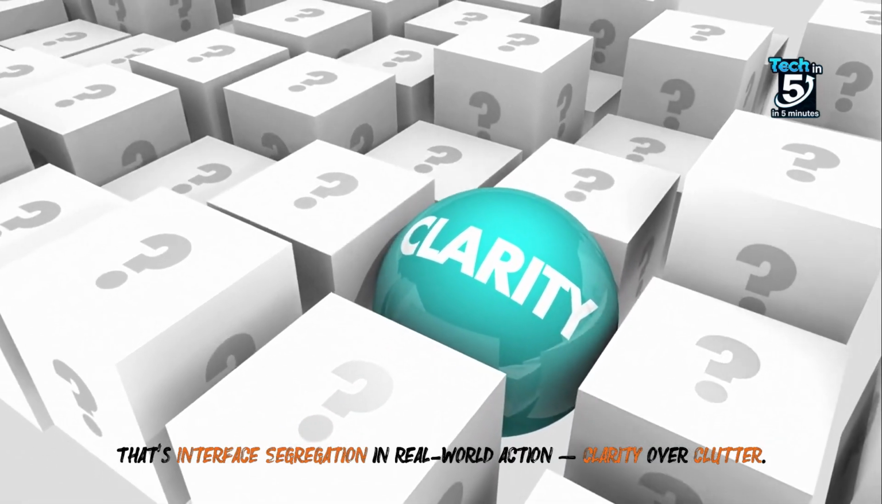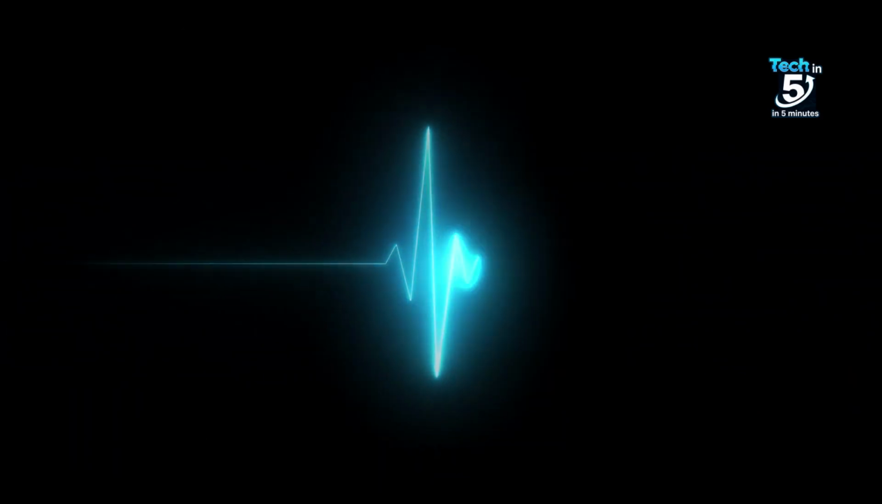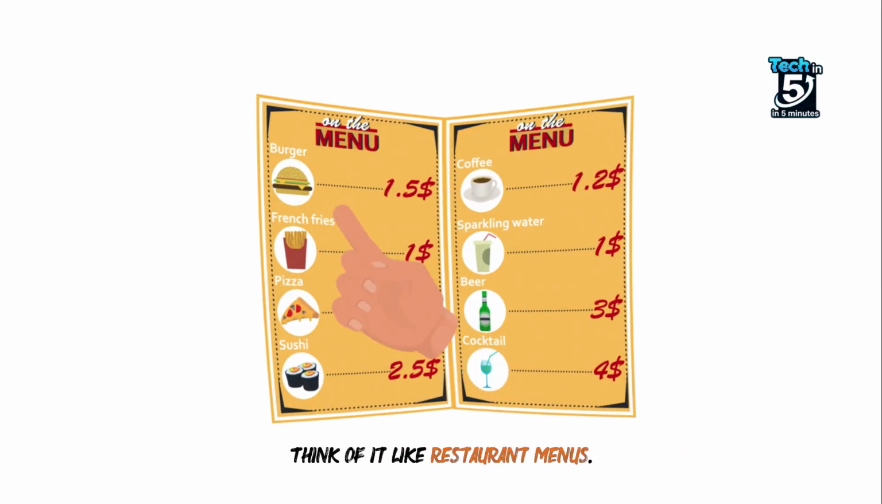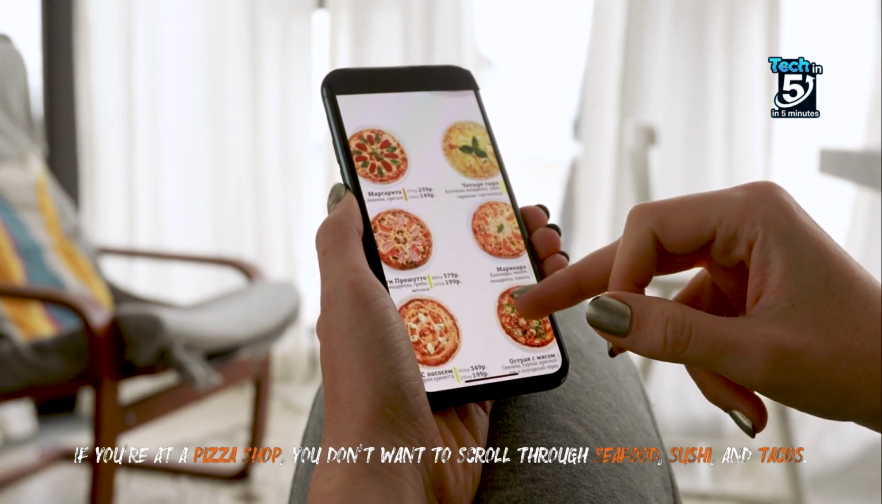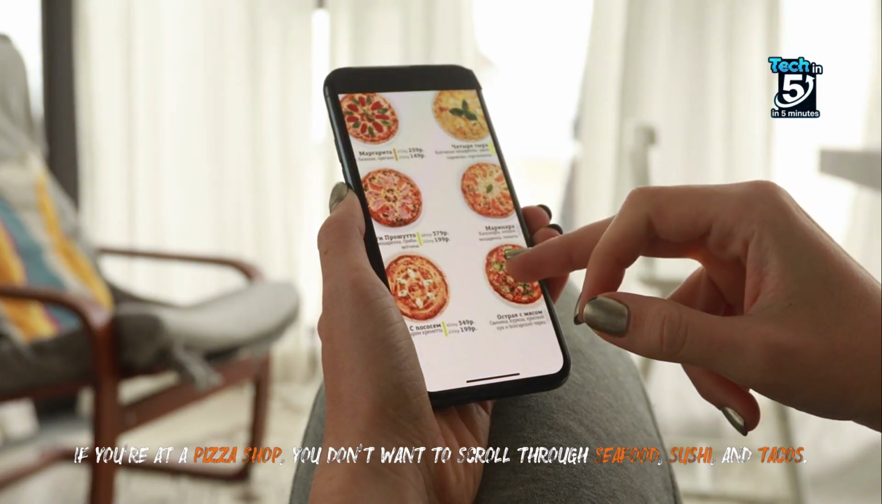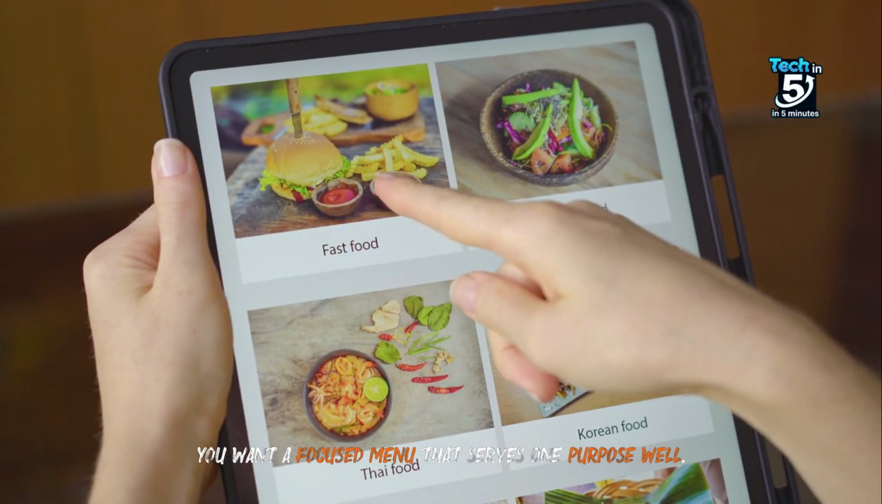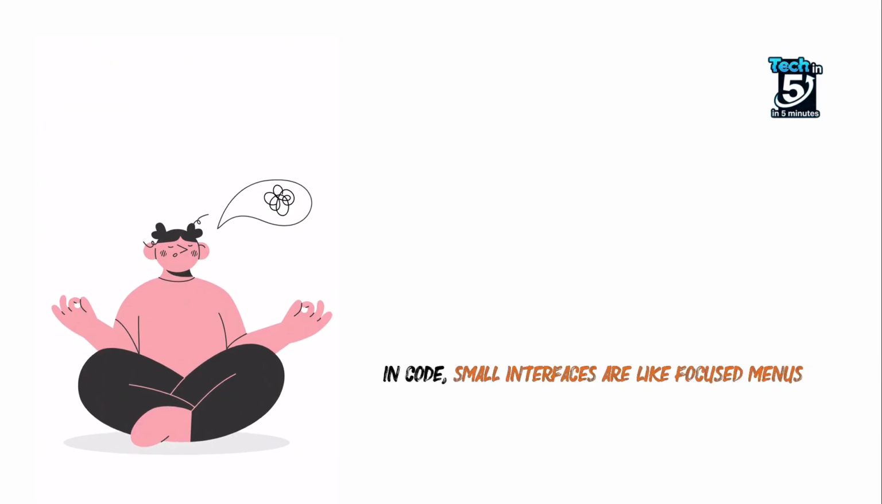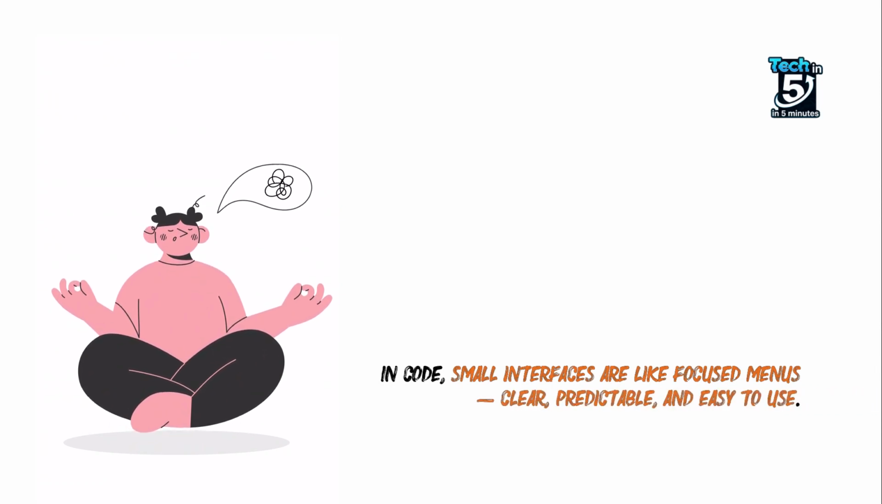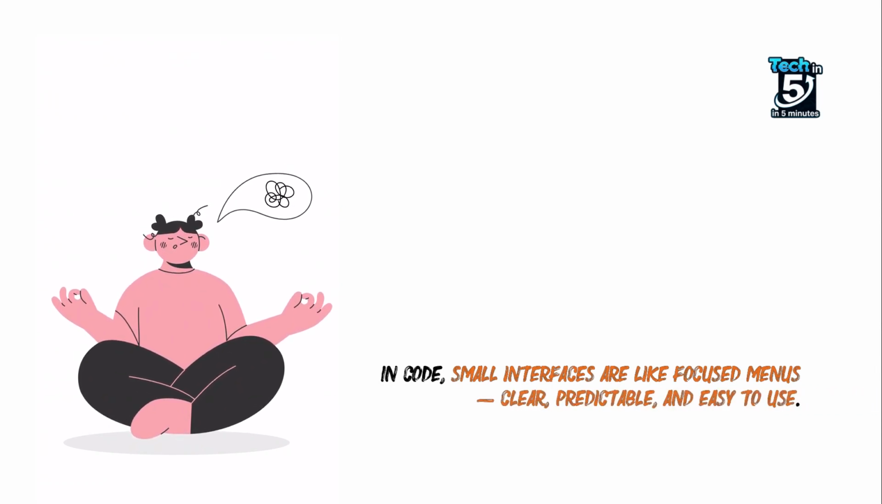Clarity over clutter. Let's bring this to life. Think of it like restaurant menus. If you're at a pizza shop, you don't want to scroll through seafood, sushi, and tacos. You want a focused menu that serves one purpose well. In code, small interfaces are like focused menus: clear, predictable, and easy to use.